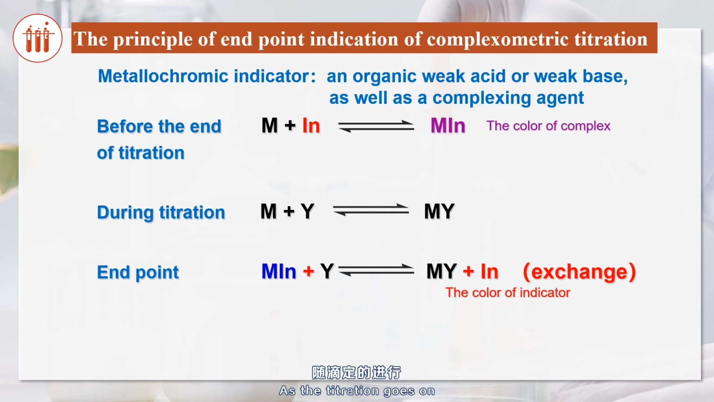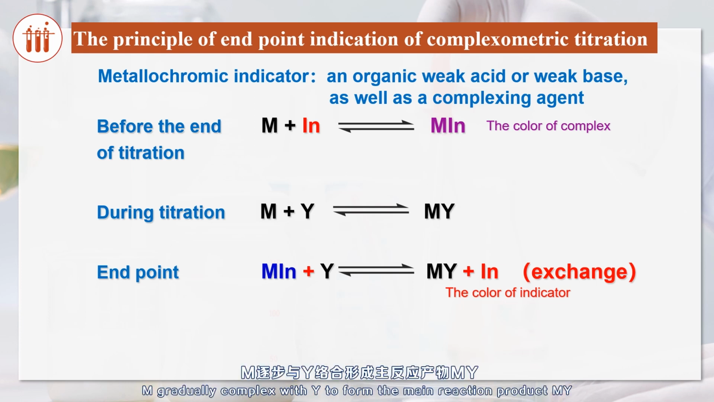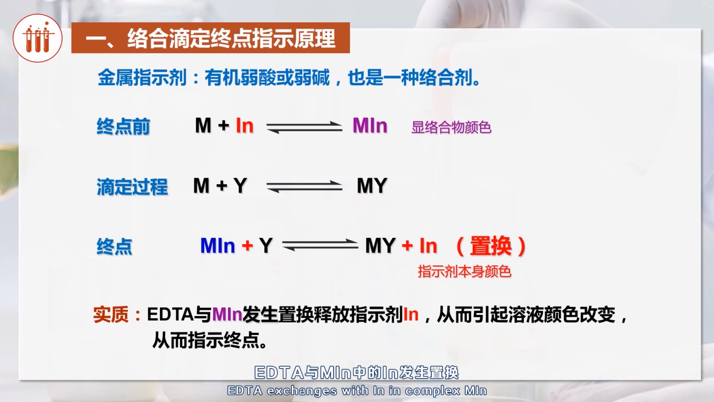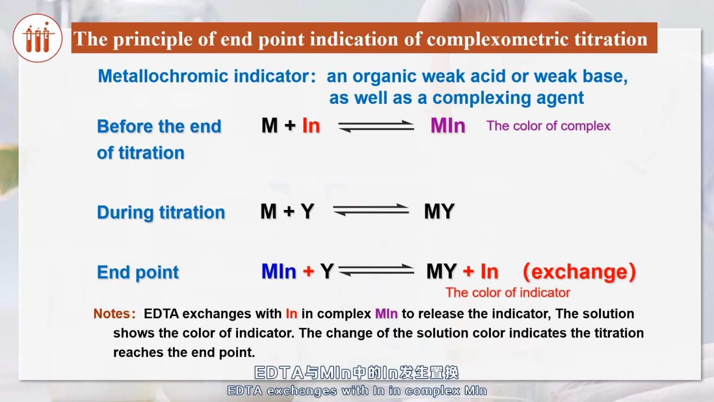As the titration goes on, M gradually complexes with Y to form the main reaction product MY. When the titration approaches the stoichiometric point, EDTA exchanges with In in complex MIn to release the indicator. The solution shows the color of indicator In. The change of the solution color indicates the titration reaches the endpoint.